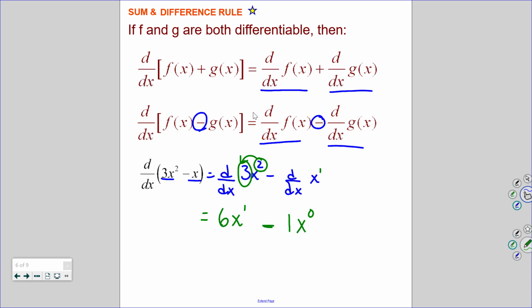And so remember, on the left-hand side, I have 6x. On the right-hand side, x to the 0 is 1. 1 times 1 is 1. And so my derivative in this case for that whole function would be 6x minus 1.